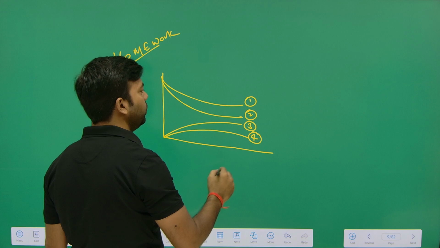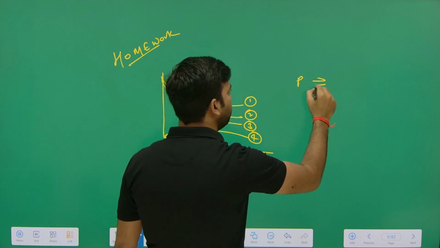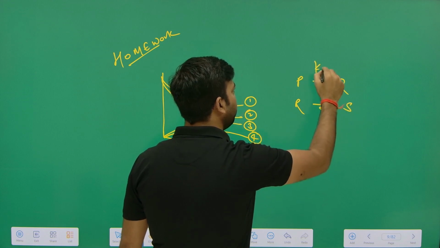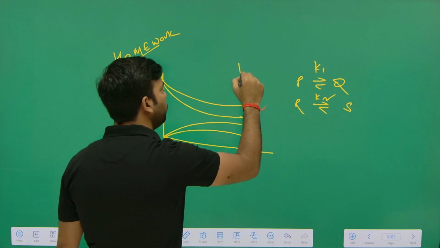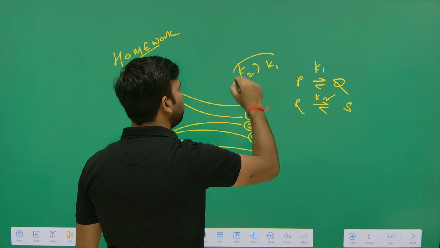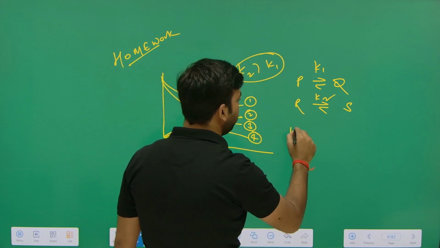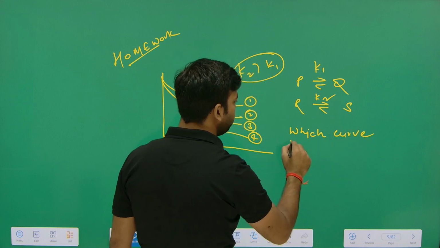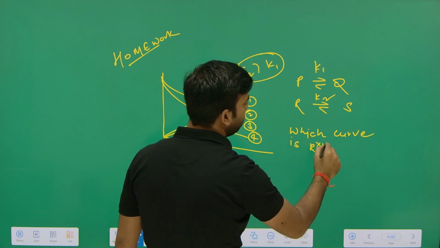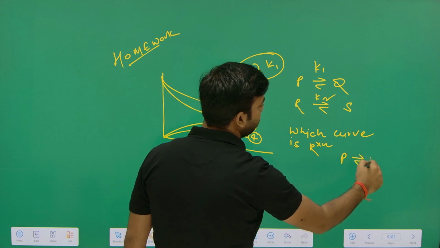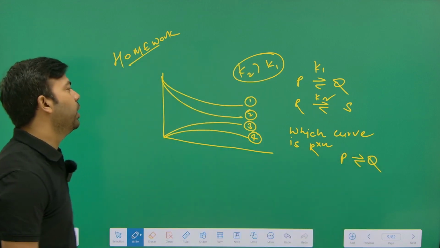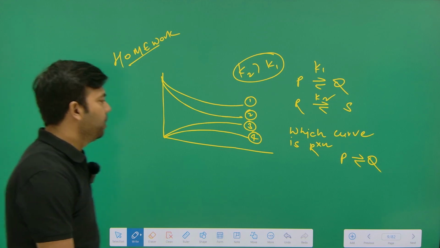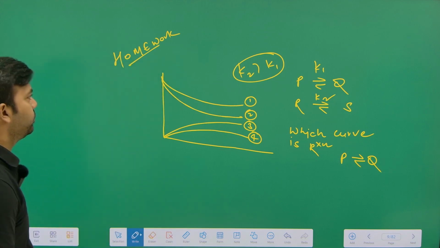We have, this is a reaction P to Q, R to S. This is K1, this is K2, and I am saying K2 is greater than K1. So my question is, which curve is reaction P to Q? So take your time, you can answer this question and you can answer on a comment box. Okay. So now move to the next topic.